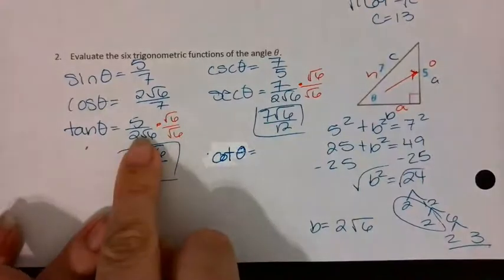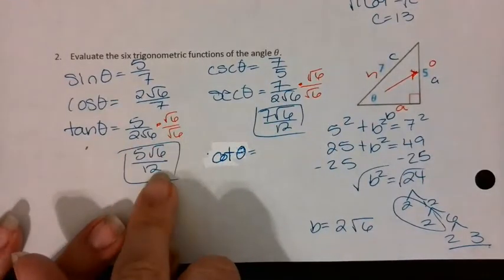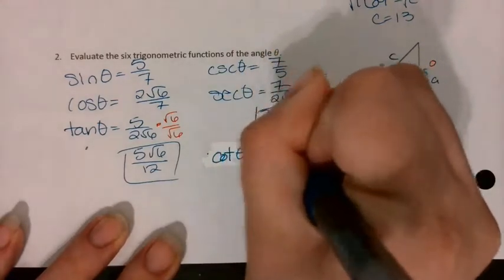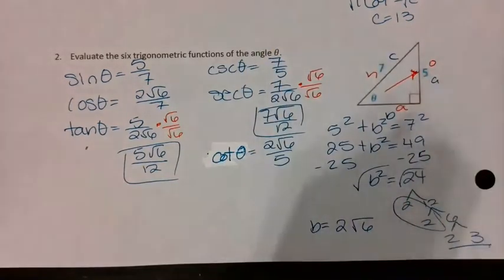And I'm going to flip the first one I had, because if I flip this one, it's going to give me a square root on the bottom. So then I end up with 2 square root of 6 over 5 for my cotangent. Okay, so what I want you to do right now is pause the video. Take a few minutes to work on the 2 on the back, and then when you're ready, click play, and I will solve through the 2 on the back.